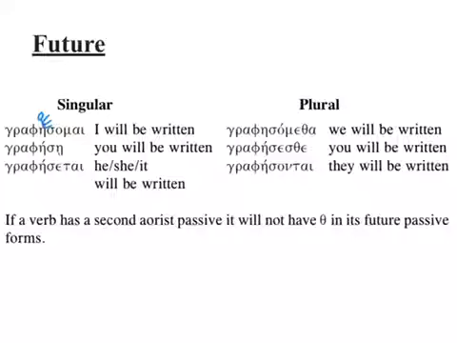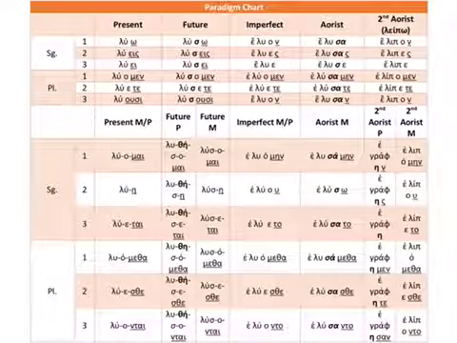Pretty simple, right? A lot to memorize. Any questions on that? But generally, if you see a theta eta, that's passive. And I don't think there are as many where the theta drops out. I mean, it's going to happen, but I think the theta eta is going to be more prominent in your translations as you go through the New Testament.